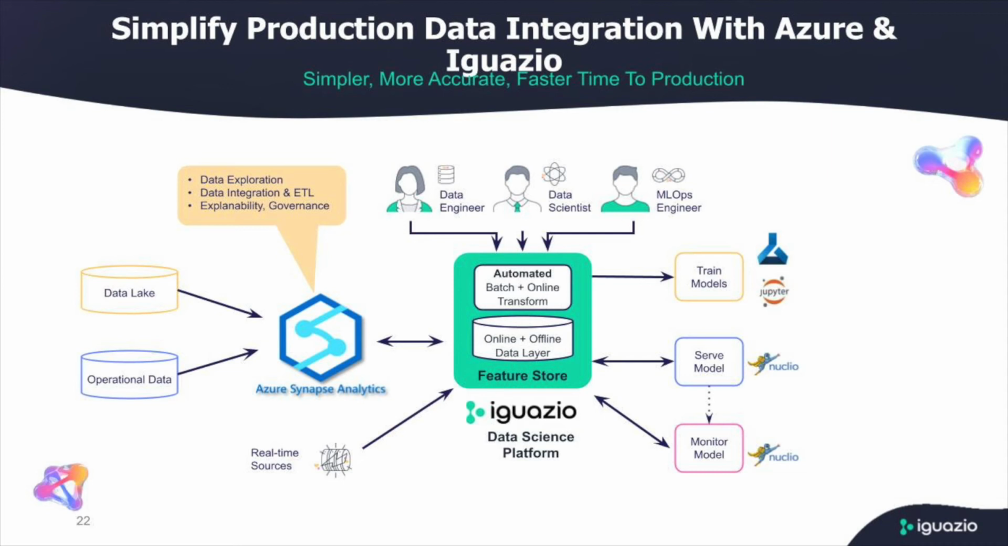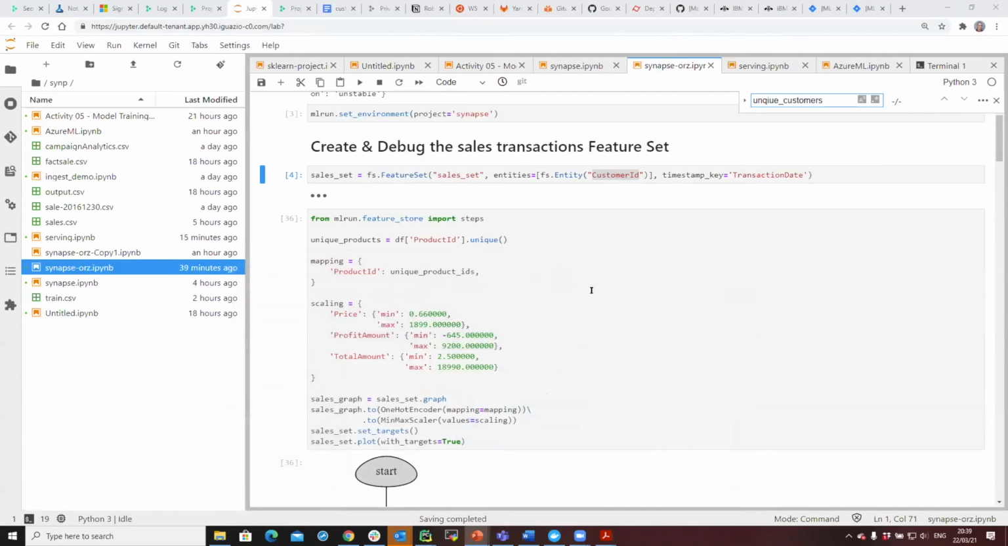So what we talked about is Azure Synapse is going to bring us all the data from all the different sources, do some analytics on that, and push it into a feature store. And then from the feature store, we're going to use it without any additional code. We're essentially going to use it for our training pipeline, our model serving pipeline, and our governance. So with that, let's move into my demo.